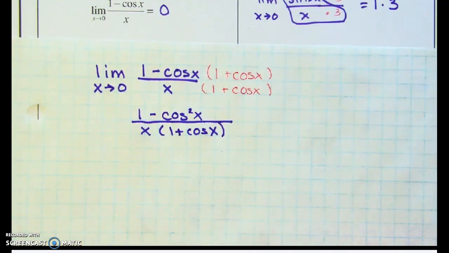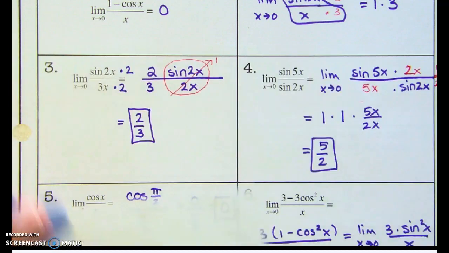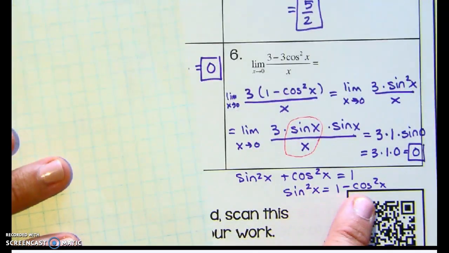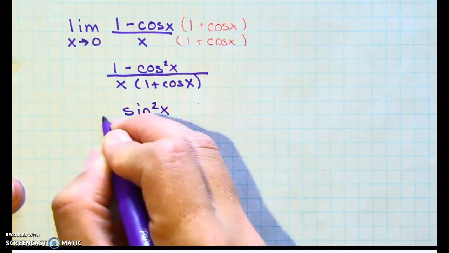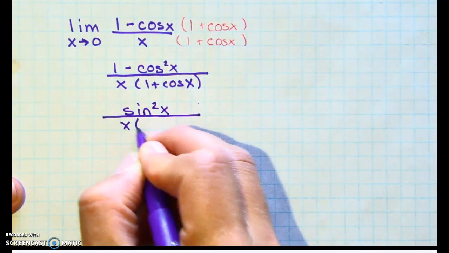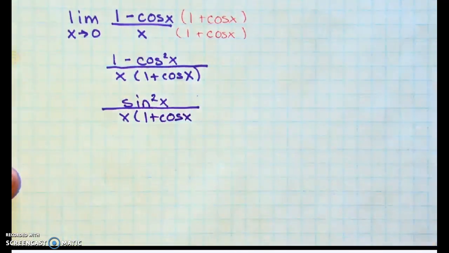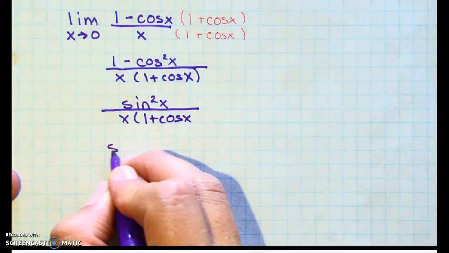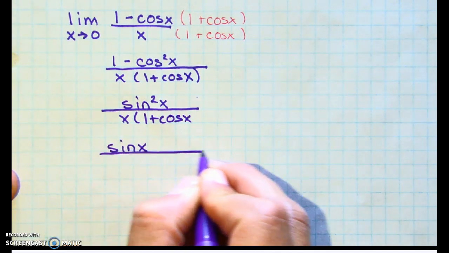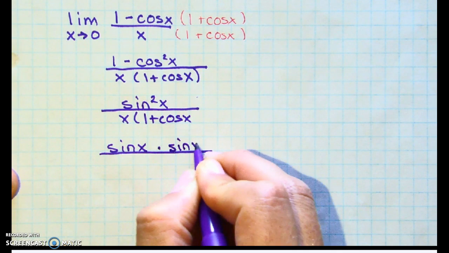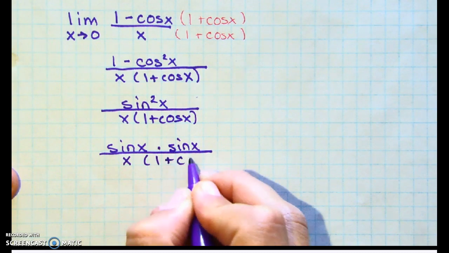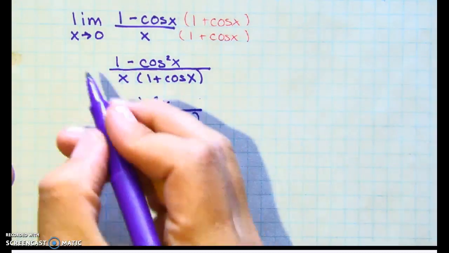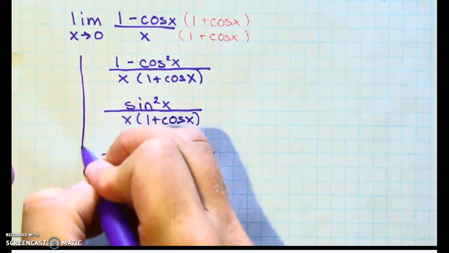I guess I don't. What's 1 minus cosine squared? Didn't we just talk about that, right? 1 minus cosine squared is sine squared. So I'm going to simplify. This is actually sine squared x all over x times 1 plus cosine x. Now, just like I did before, we're going to separate this. So we're going to say sine x times sine x, and then we have in the denominator. Why am I going so fast? We have the limit the whole way.